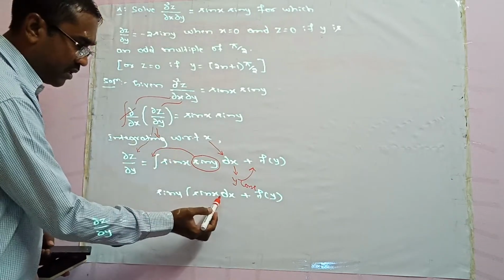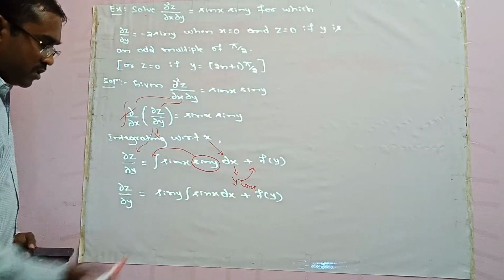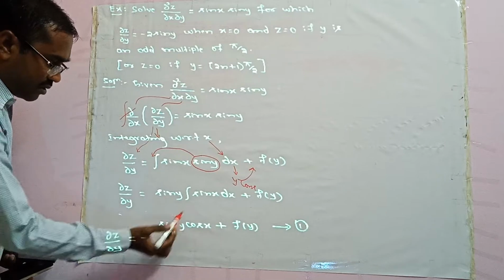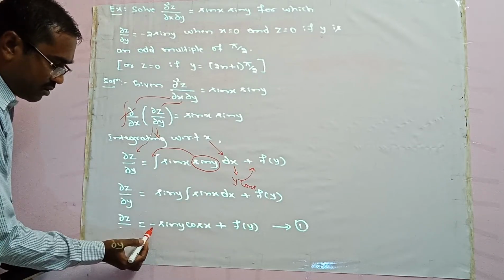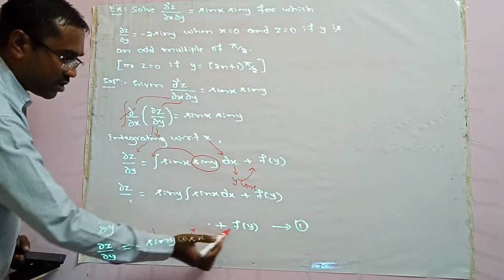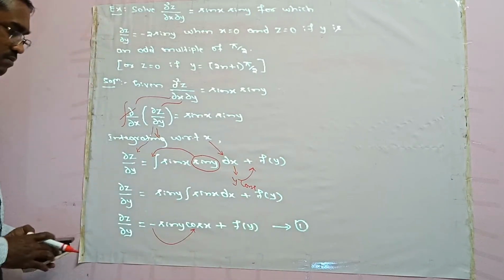Integral of sin x dx, plus f of y. Now we all know the integration of sin x. Sin y as it is. The integration of sin x is minus cos x, plus this. Call it equation number 1.